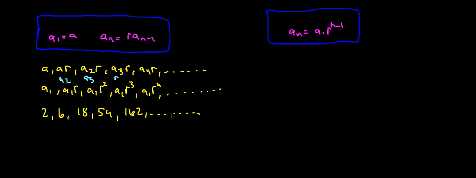And here's an example just with some numbers. So here the common ratio is 3. I begin with 2, then I multiply it by 3, which is 6. Multiply 6 by 3, which is 18. Multiply 18 by 3, 54. 54 times 3 is 162. So that's what a geometric sequence is.